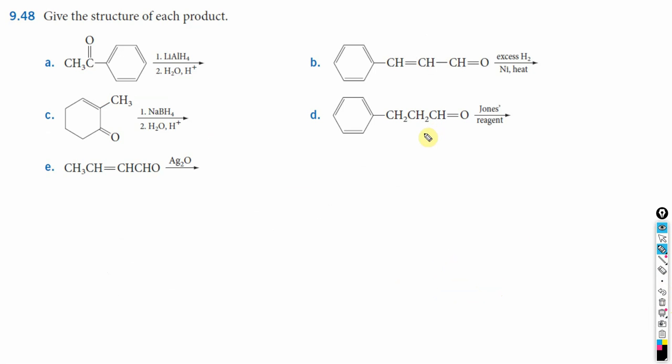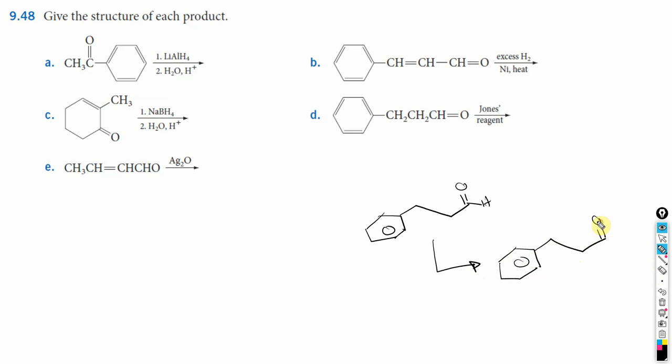Okay. And here we are using Jones reagent, and this is an aldehyde. If you look at the skeletal structure of this molecule, you have a CH2 and then a CHO, which means if you treat this with Jones reagent, you're going to get the corresponding carboxylic acid, which is going to be the phenyl propionic acid, which is 1, 2, 3 propionic acid. On the third carbon you have a phenyl ring. So this is what the product structure is.